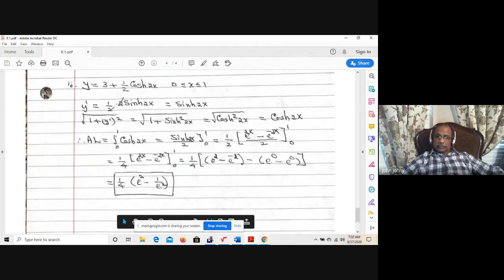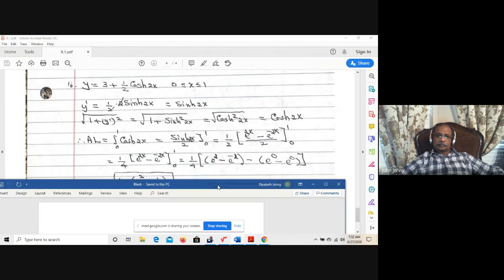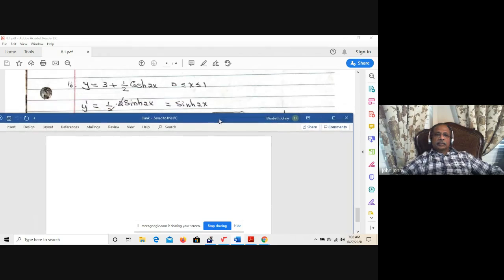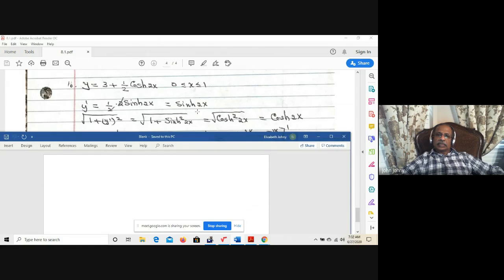Number 16. y is equal to 3 plus 1 half cosh 2x, where x varies from 0 to 1. Differentiate: y prime is equal to the derivative of 3, which is 0, plus 1 half times sinh 2x times 2. The derivative of cosh x is sinh x, so it is sinh 2x times the derivative of 2x, that's a 2. The 2 cancels, so y prime is equal to sinh 2x.